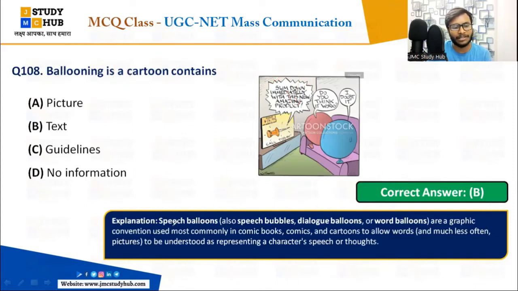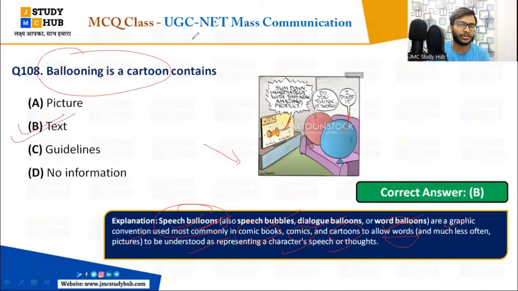Okay, so next is to understand it better. The speech balloons, also called speech bubbles or dialogue balloons, or word balloons, are a graphic convention used most commonly in comic books, comics, cartoons to allow words, and much less often pictures, to be understood as representing a character's speech or thoughts, right? We find it in cartoons, comics, books, right? So it is important that ballooning in a cartoon contains text.